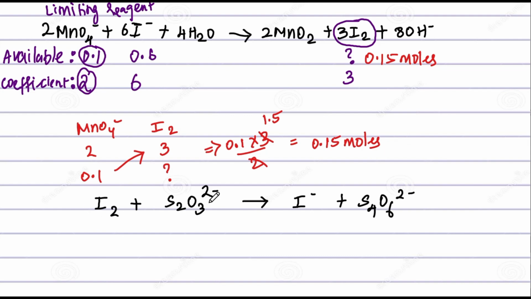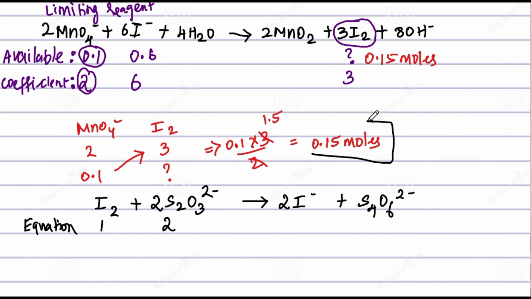So you have to balance this equation. 2 iodine atoms are there, so on the product side also 2 iodide ions. Then 4 sulfur and 6 oxygen atoms are there, so on the reactant side just write 2 S2O3 2 minus. Now the equation is balanced. According to the equation, the coefficient for iodine is 1. So 1 mole of I2 reacts with 2 moles of S2O3 2 minus, sodium thiosulfate.